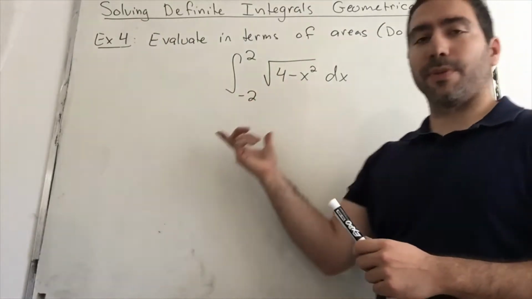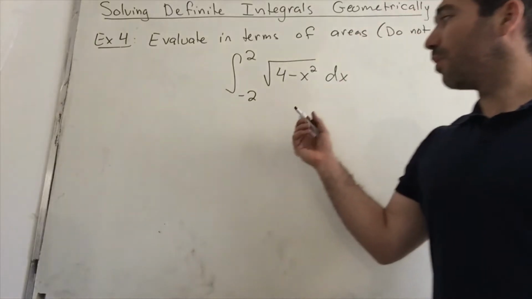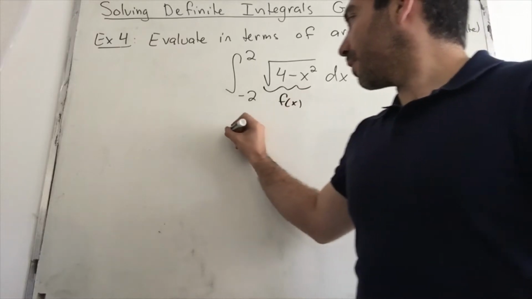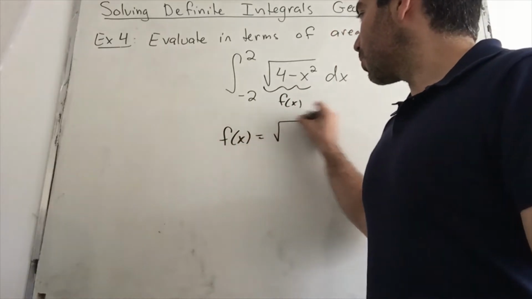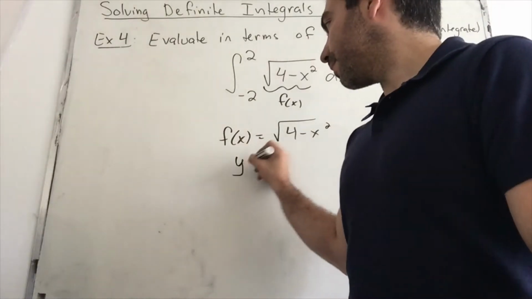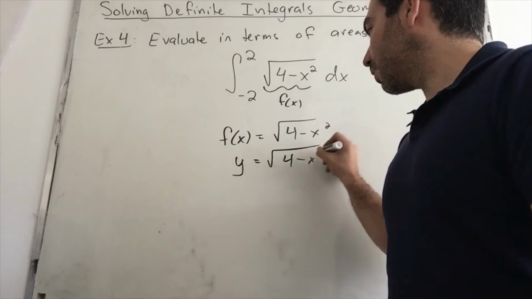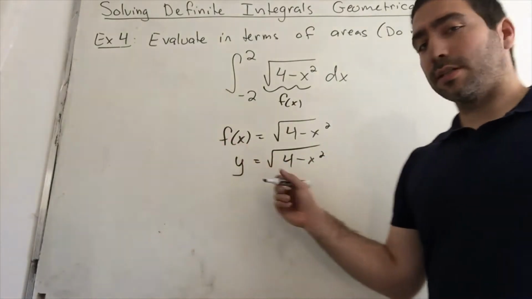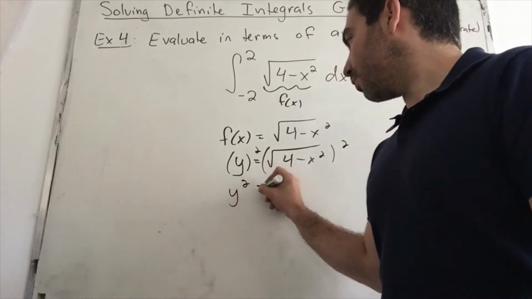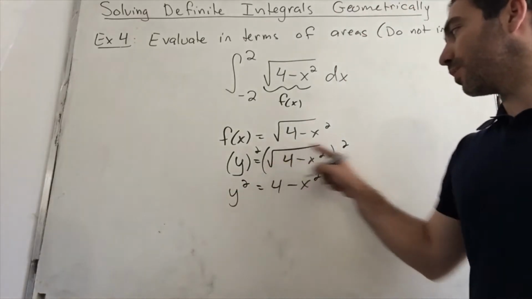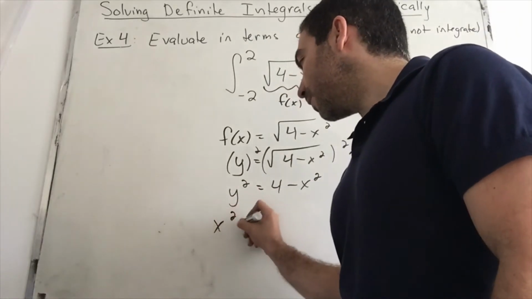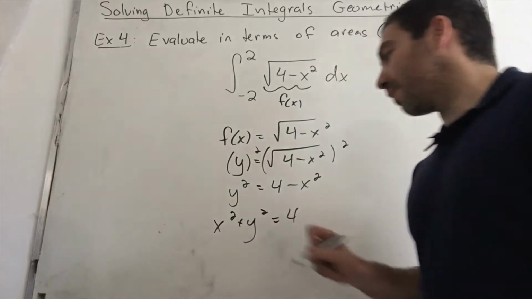Okay, so how do we sketch this function? What does this function look like? Well, consider the integrand. This is f of x. So we could write f of x equals the square root of 4 minus x squared. But f of x is just y. So y equals the square root of 4 minus x squared. To get rid of the square root, we could square both sides. So here we're left with y squared equals 4 minus x squared, because the square root and the square cancel, leaving us with what's on the inside. And then bringing the x squared over, it becomes positive. We get x squared plus y squared equals 4.